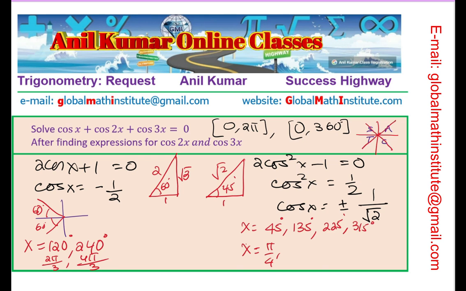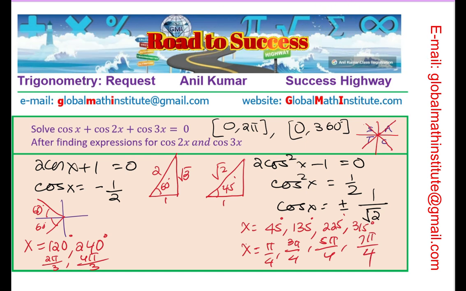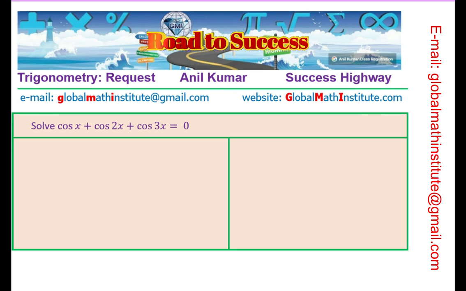You get the idea, right? So pi by 4, 3 pi by 4, 5 pi by 4, and 7 pi by 4. Makes sense. So you see, it has many solutions, right? 4 plus 2, 6 solutions for this particular equation. So now we can say there are 6 solutions, right?